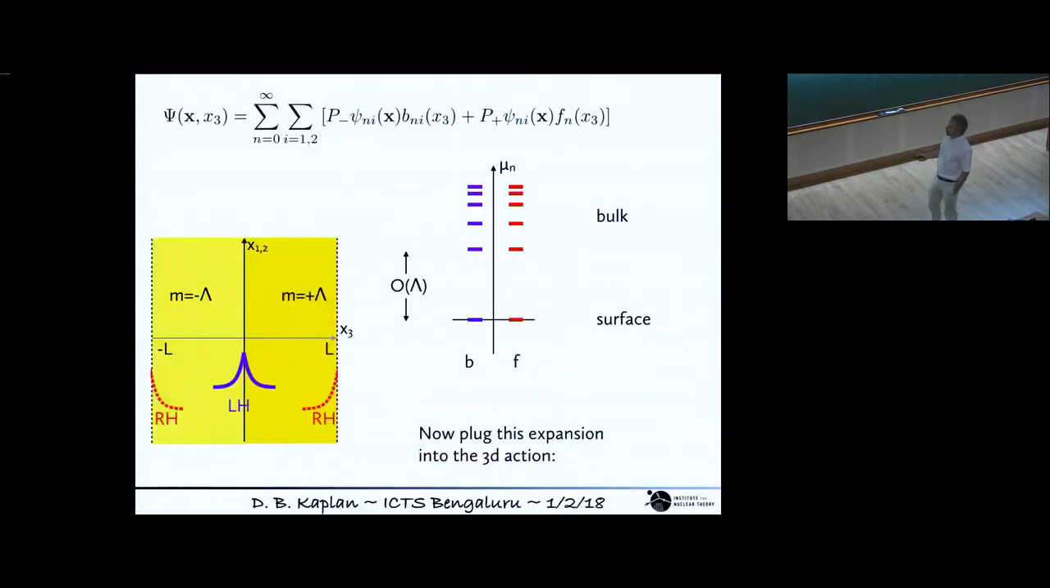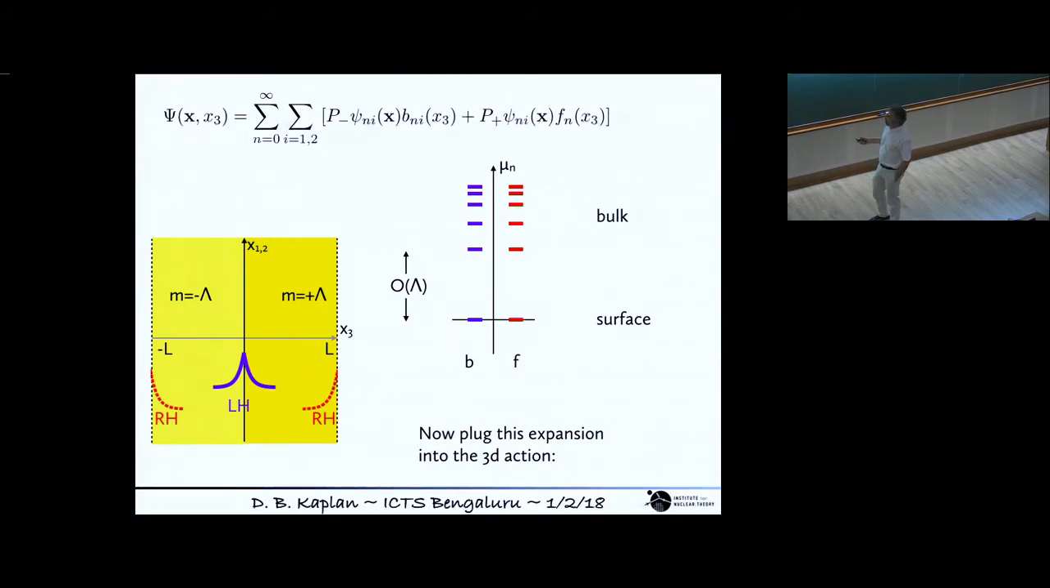So here's the picture then. You've got this localized state here and a localized state on the other edge. And if you look at the spectrum, here's the supersymmetric spectrum. You have degenerate states for both B and F.